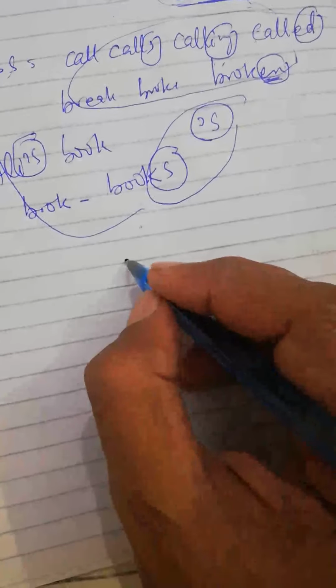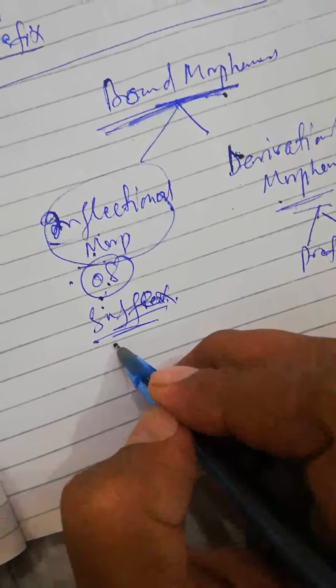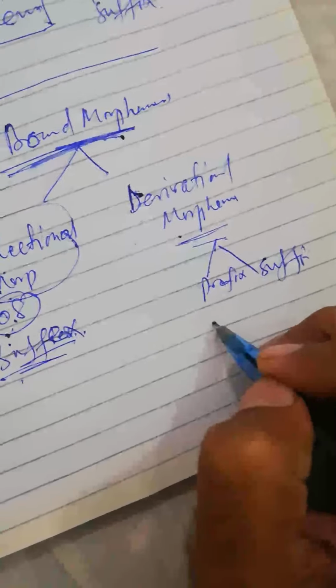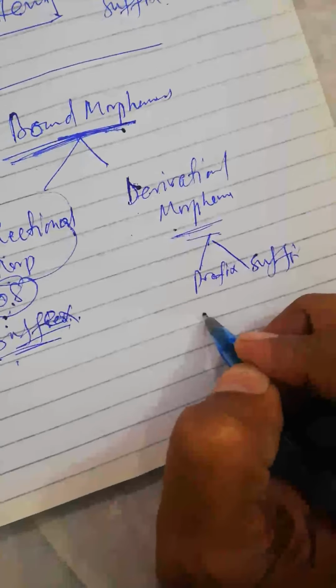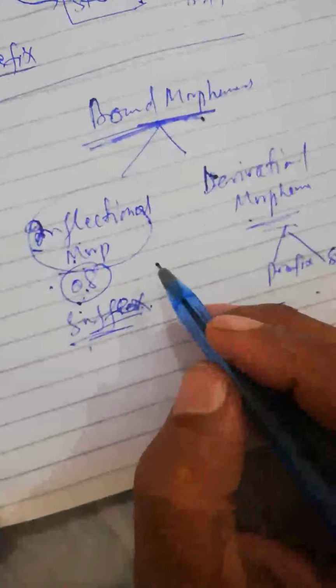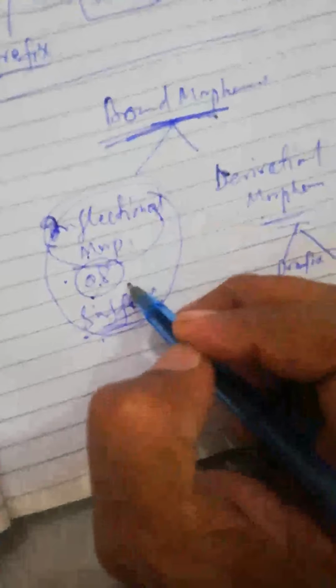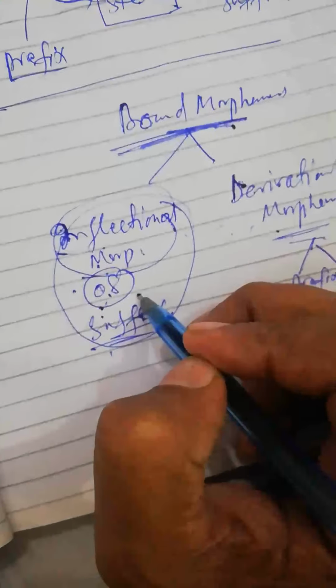So bound morphemes have two categories. One is inflections, as you can see I mentioned inflectional morphology. Inflections are suffixes, they come at the end of words. And derivational ones are many, they can be prefixes and they can be suffixes. A very important characteristic which differentiates between the two is that inflectional morphemes, when added to the end of words, don't change the word category. Let me give you an example.